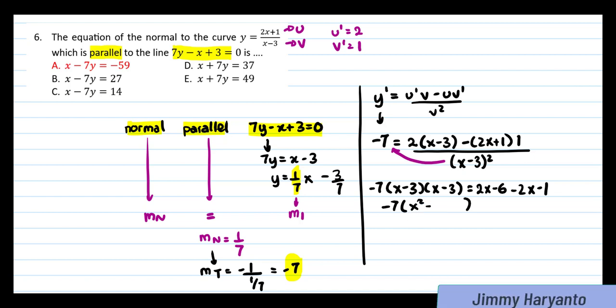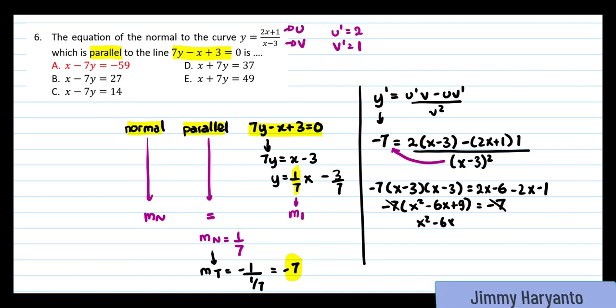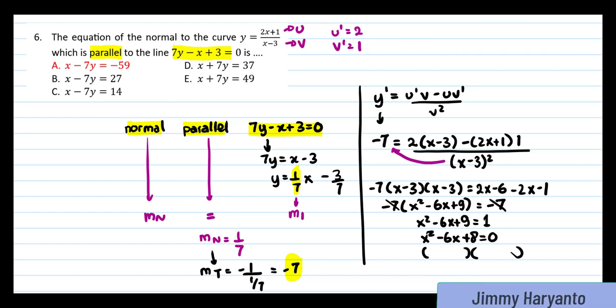Okay, let's break down this one. We will have x square minus 3x minus 3x, that means minus 6x, and then plus 9 equals 2x minus 2x become 0, negative 6 and negative 1 will become negative 7. And then I think you can cross out this one. You will have x square minus 6x plus 9 equals 1, and then you will move the 1 to the left hand side. You will have plus 8 right there, and then you will factorize x minus 4, x minus 2, and then you will have x equals 4, x equals 2.